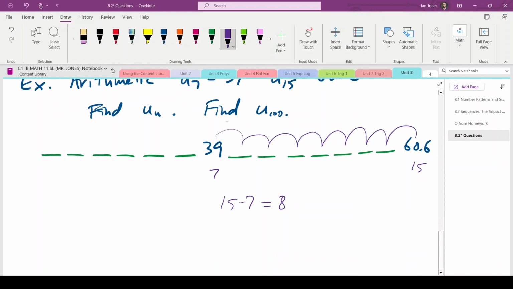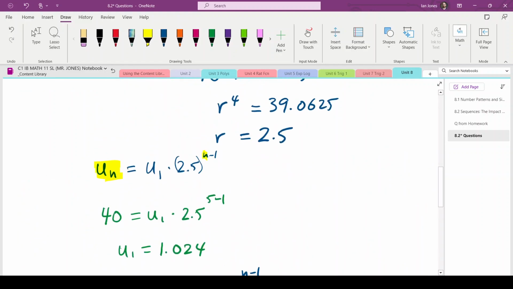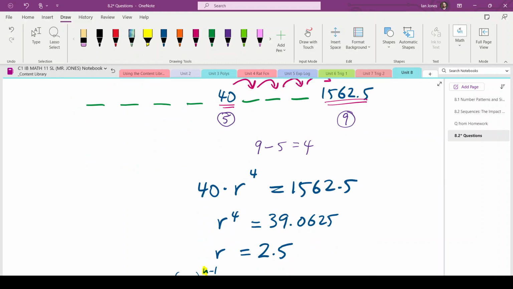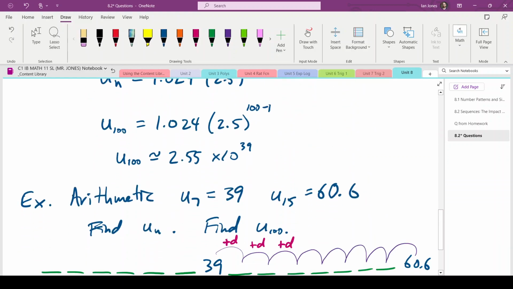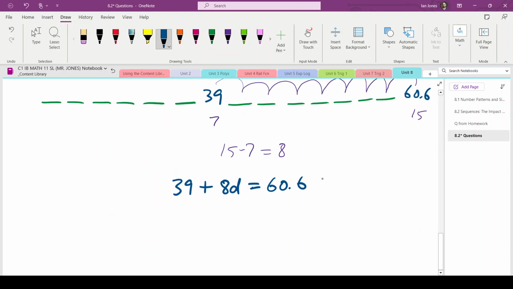So we are adding D each time. If I'm adding D 8 times, I'm adding 8D, right? I have 39, and I'm adding D 8 times, so I'm adding 8D, and I'm ending up with 60.6. So I've got an equation here now where I can solve for D. Just like the first step with the geometric was to set up an equation where I can find the common ratio. I'm multiplying by R 4 times. Well, here I'm adding D 8 times.